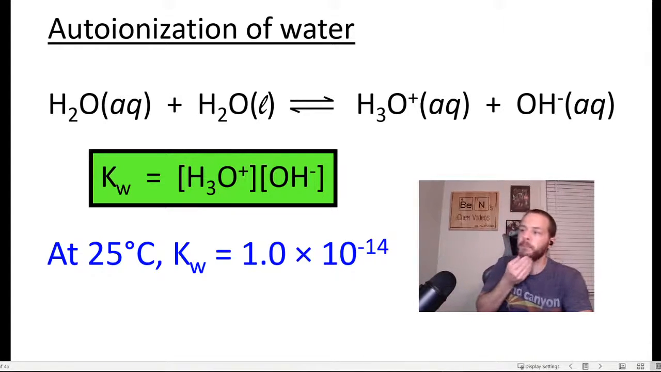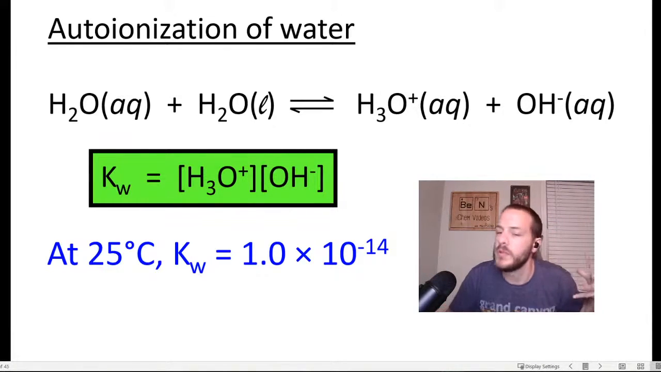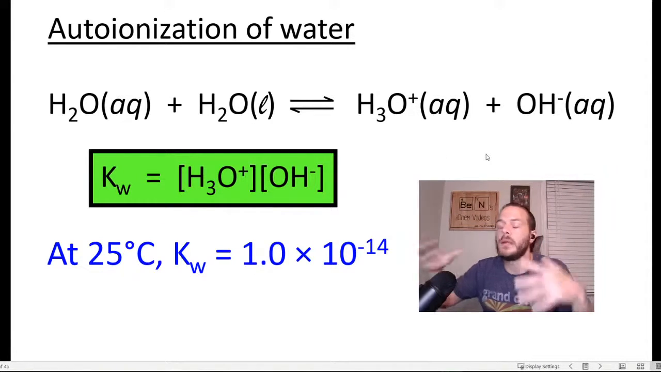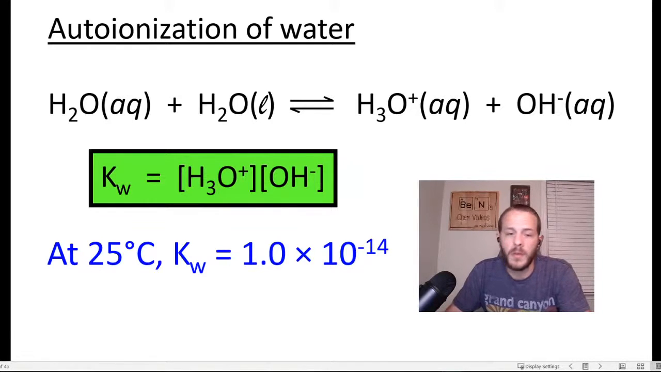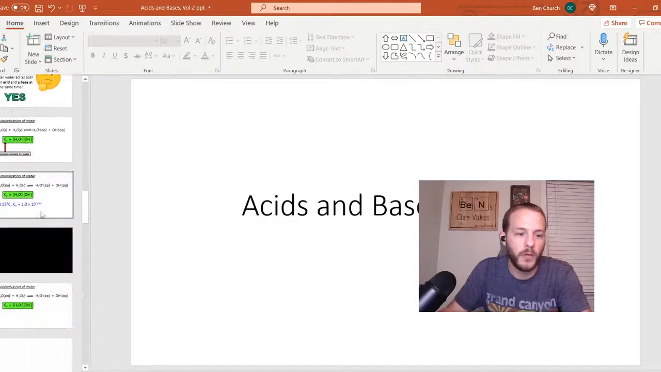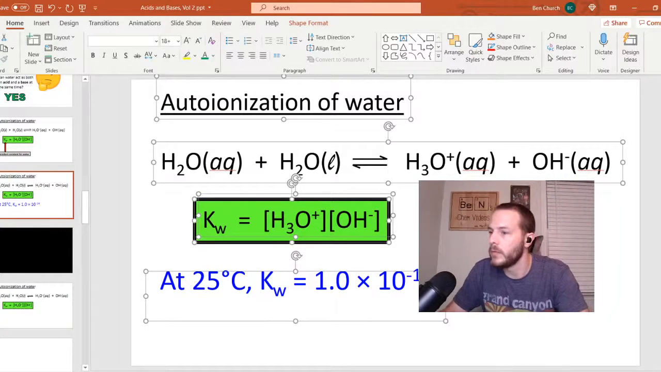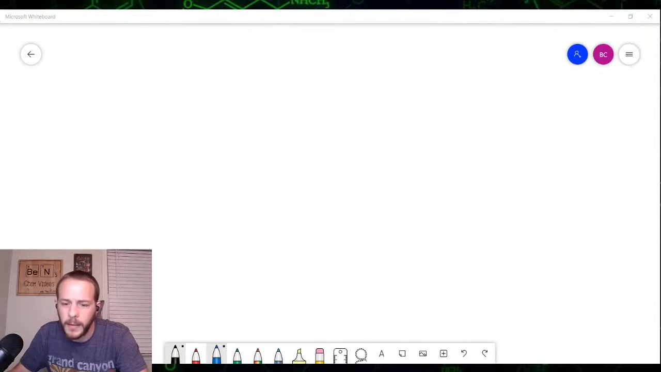Now, it's at this point that I would like to take this to the whiteboard and see if we can derive some relationships. Now that we have this knowledge, let's see if we can derive some relationships between concentration of hydronium, concentration of hydroxide, and this Kw, this 1.0 times 10 to the minus 14. So if you guys will just bear with me for just a moment, I am going to grab this information and just paste it into the whiteboard real quick.